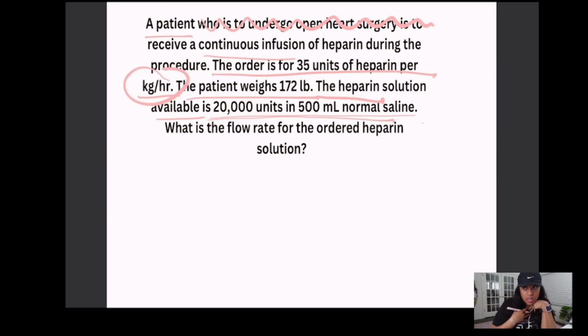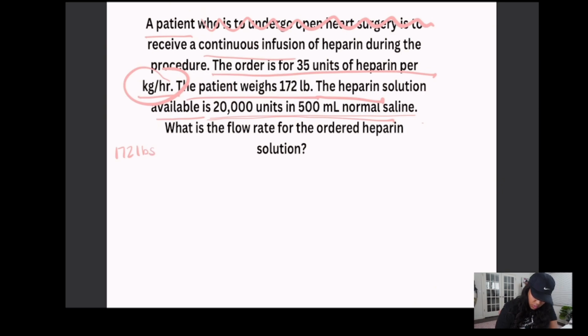All right, so let's solve this problem. We know that the order is for 35 units of heparin per kilogram per hour. The weight of the patient has been given to us in pounds. The first step is going to be to convert the pounds to kilograms, and we'll do that by taking 172 pounds and dividing it by 2.2 kilograms.